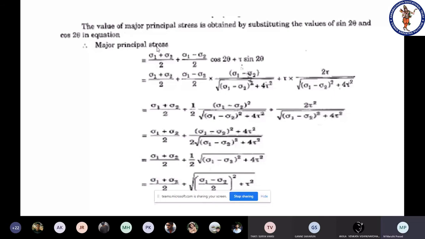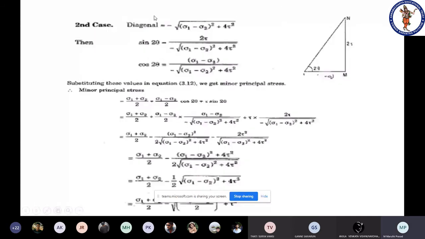So major principal stress is sigma 1 plus sigma 2 by 2 plus half into root of (sigma 1 minus sigma 2) whole square plus 4 tau square. Whereas minor principal stress is sigma 1 plus sigma 2 by 2 minus half into root of (sigma 1 minus sigma 2) whole square plus 4 tau square. Very good. So now you can have this.